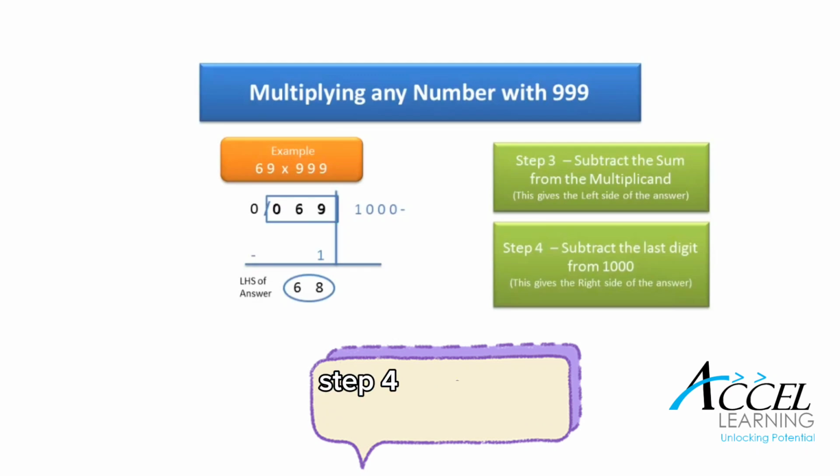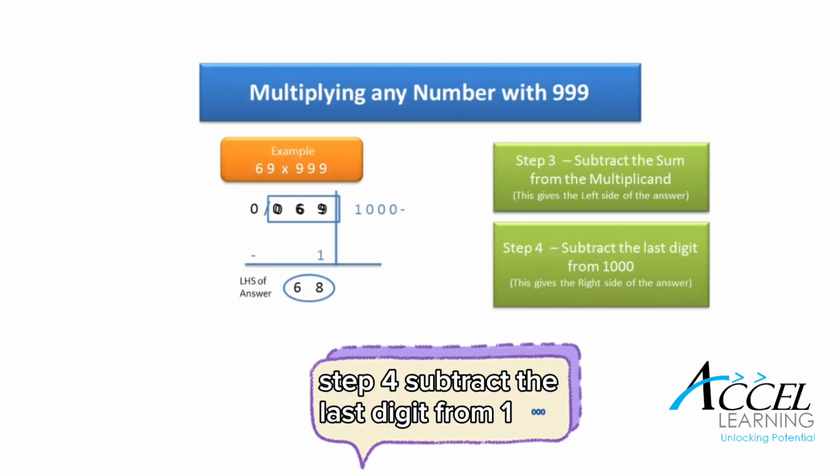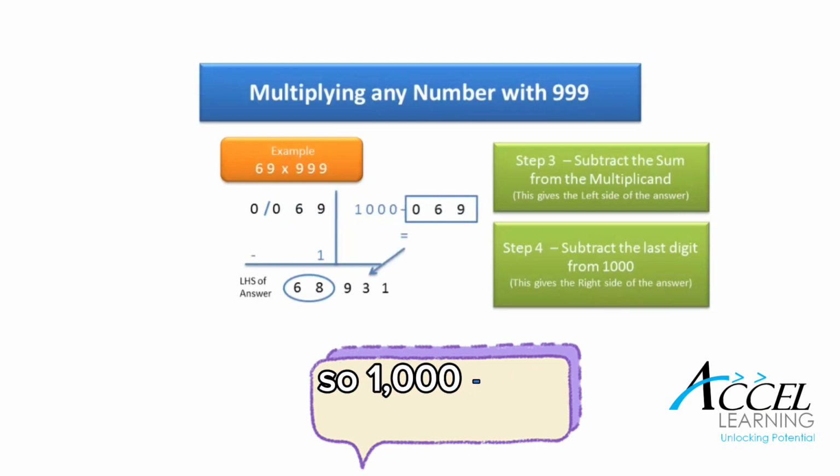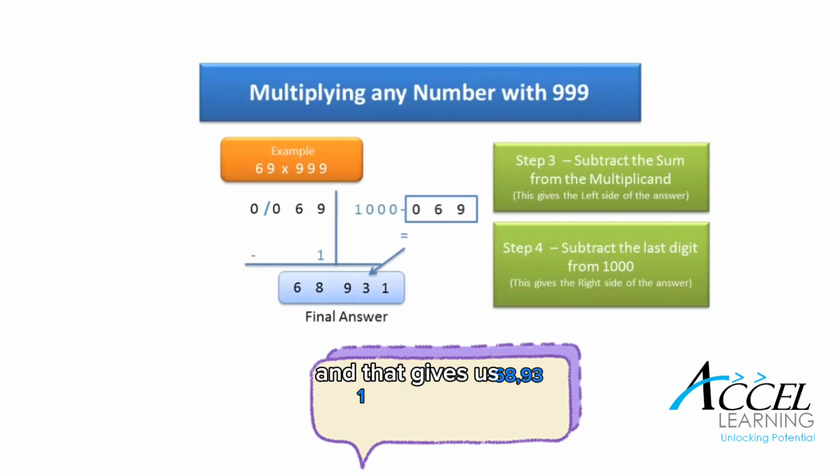Step 4. Subtract the last digit from 1000. This gives the right side of the answer. So 1000 minus 69 equals 931. And that gives us 68,931. And that's the final answer.